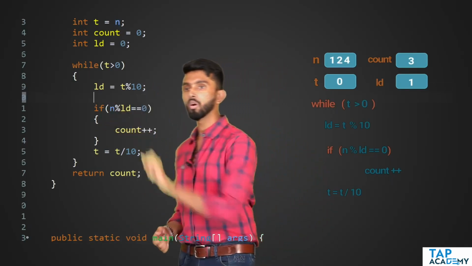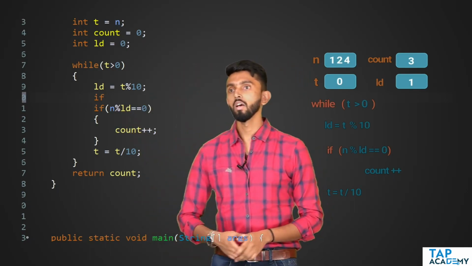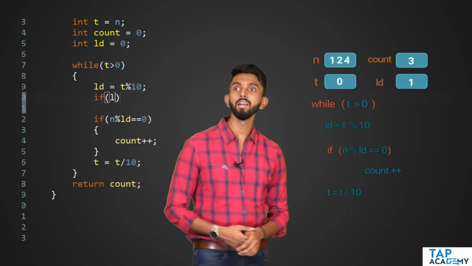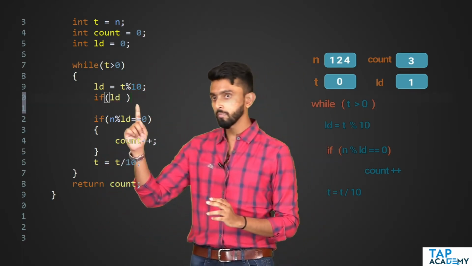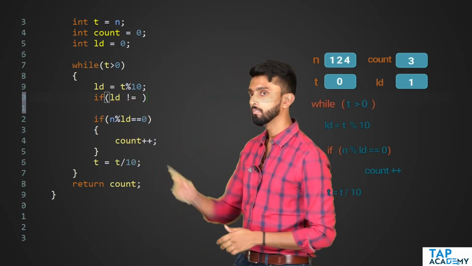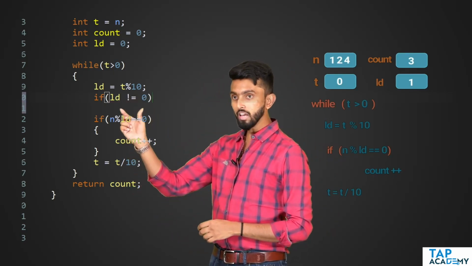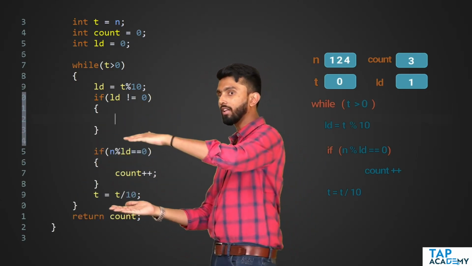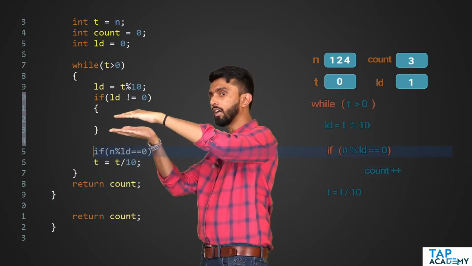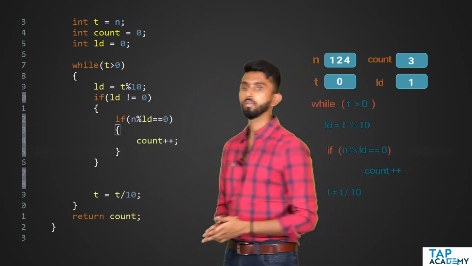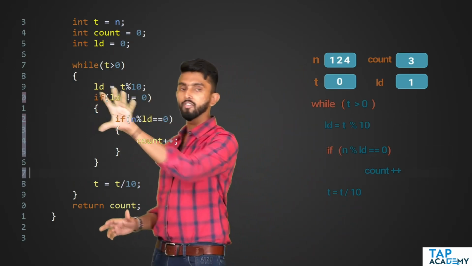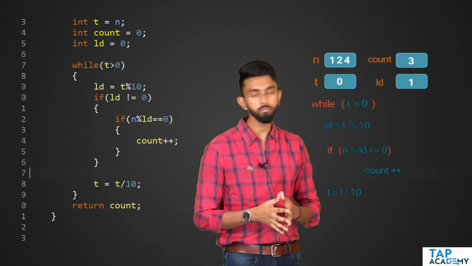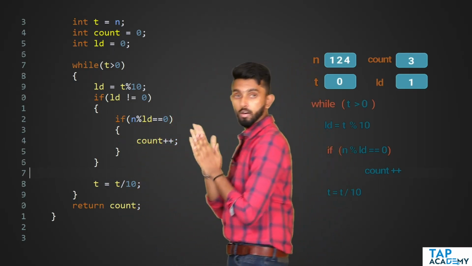And there I will put one more if condition. If LD is not equal to 0. Only if this condition is true, check if it's a divisor. So I'll put brackets, and I'll take this if, cut it and put it inside this. That's all. An if inside an if is called a nested if. A for inside a for is called a nested for.